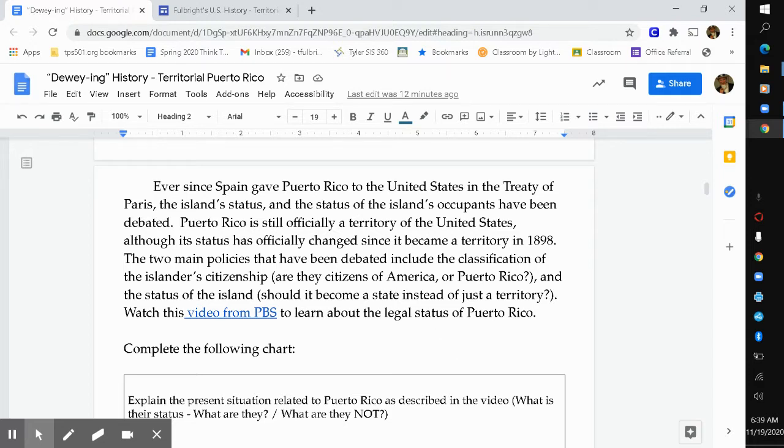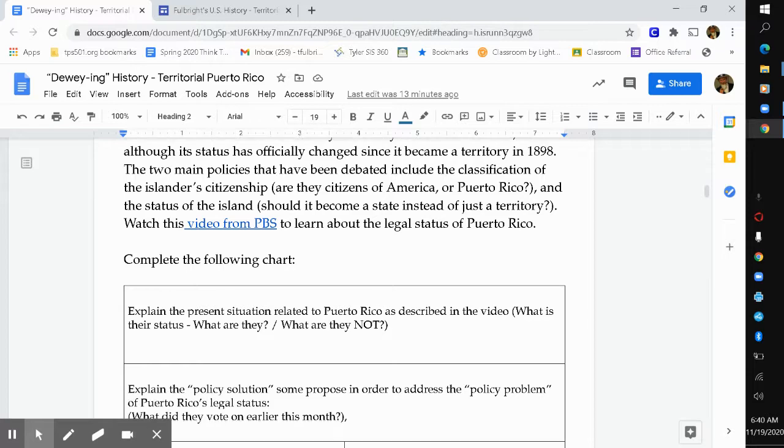It is still officially a territory, a protectorate. Its status has changed since 1898. The two main policies that have been debated include the classification of the islanders' citizenship. Are they citizens of the United States of America or citizens of Puerto Rico? At the end of the assignment, we'll talk about what the difference would be. And the status of the island. Should it become a state instead of just a territory? And some people debate complete independence. We're going to watch this video to learn about the status of Puerto Rico.